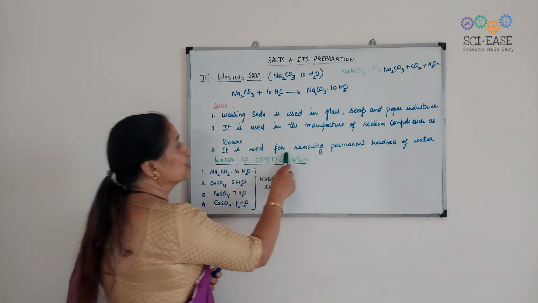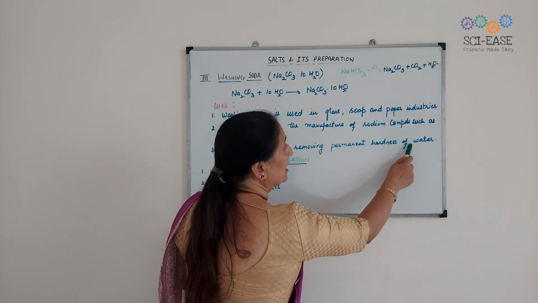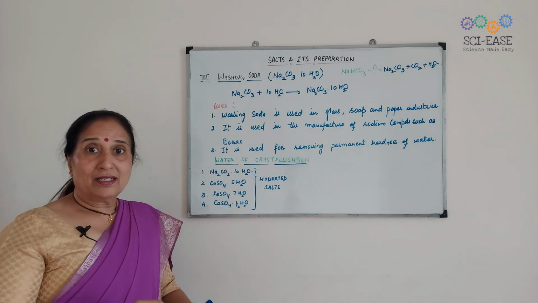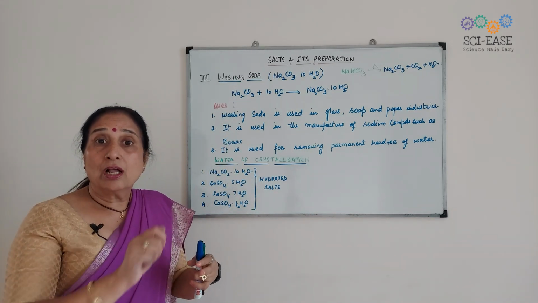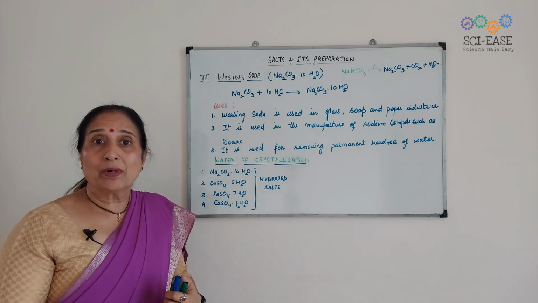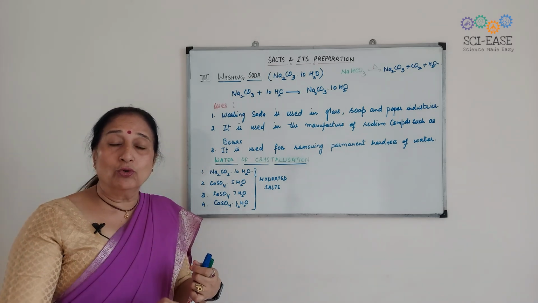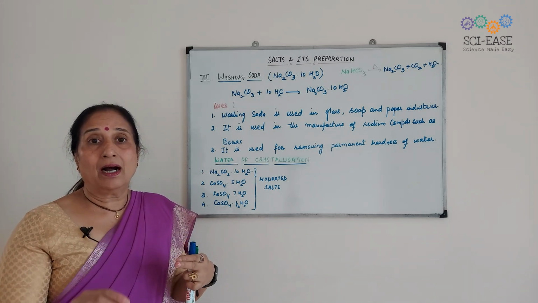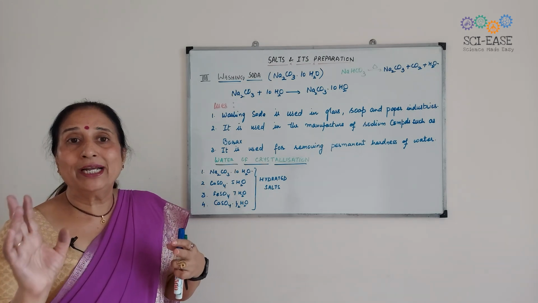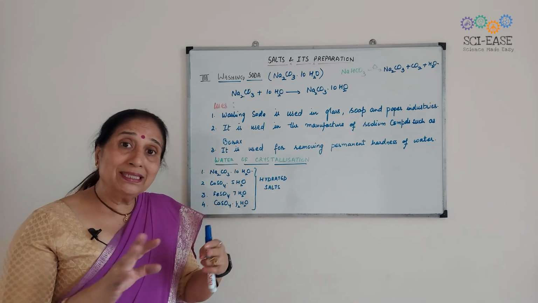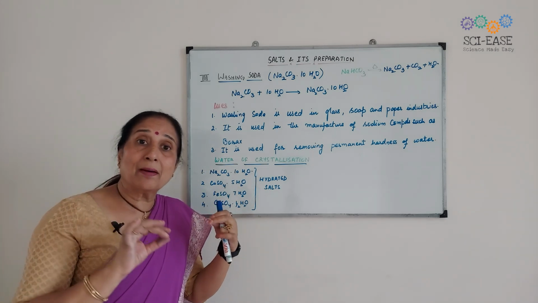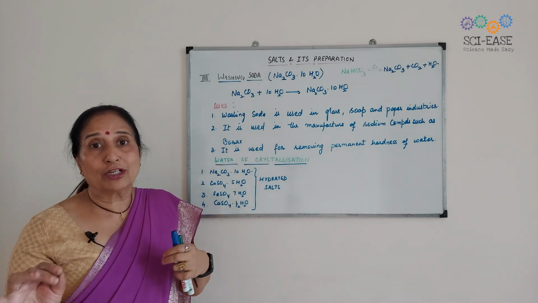Washing soda is used for removing the permanent hardness of water. Sometimes the water is hard. It does not produce lather with soap. So in order to remove this permanent hardness, sodium carbonate is used. In all the detergents, there is some percentage of washing soda.